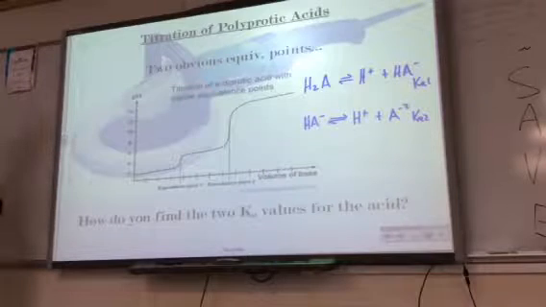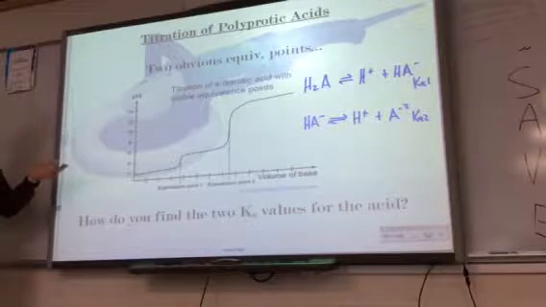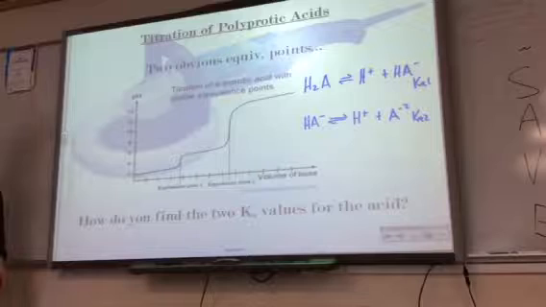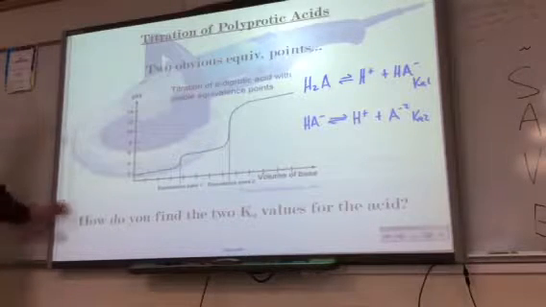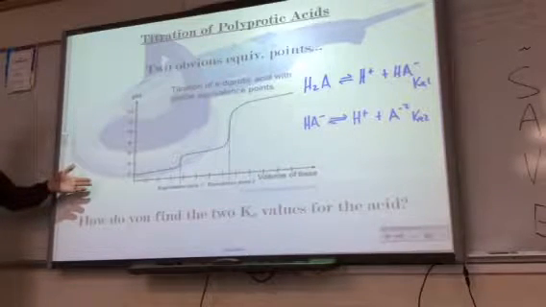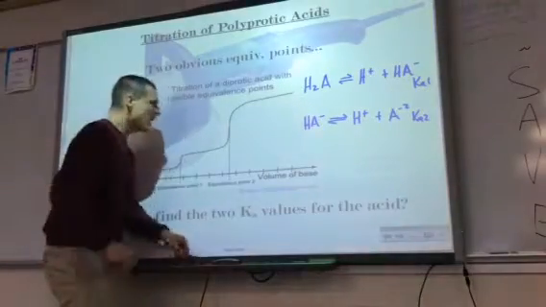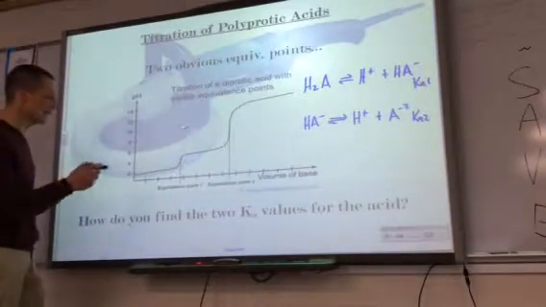Now what we're going to do with this, we're going to use this to figure out what the Ka1 and Ka2 of the diprotic acid is, or the Ks are. Anybody remember how to take a titration curve and determine a Ka value? Do some homework. And you're going to have to do this in the lab. We had talked about this last week.